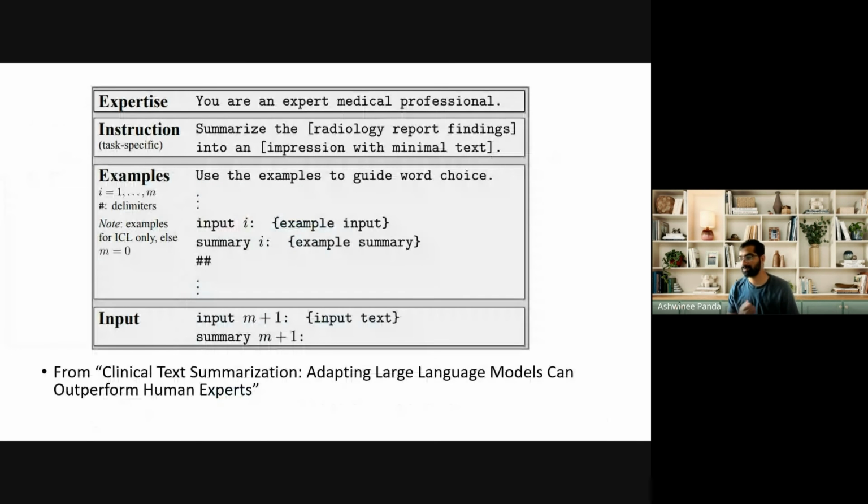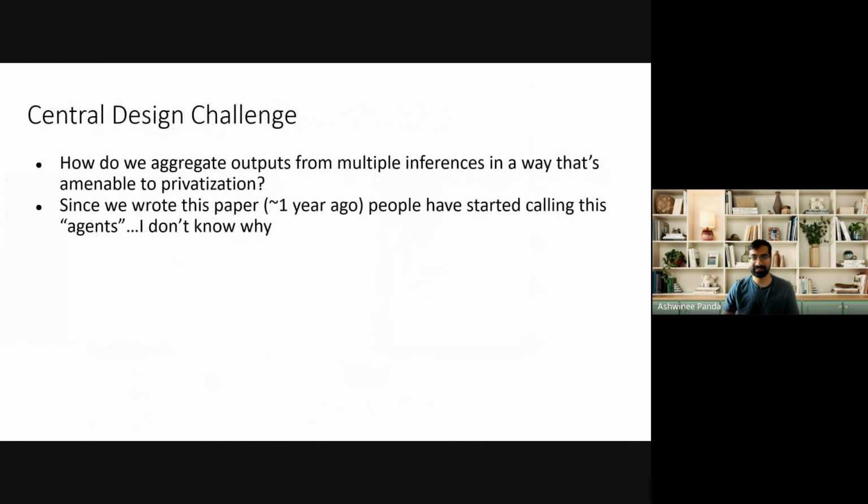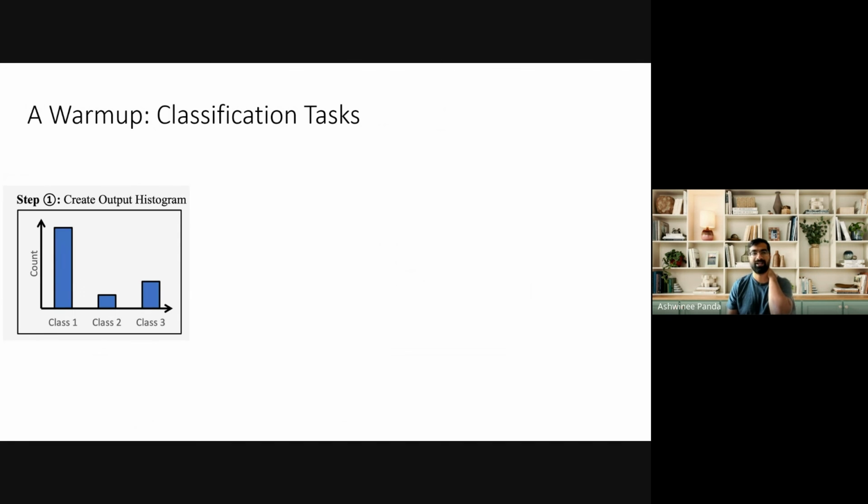So if we want to aggregate the outputs of a model in generation, what are we talking about concretely? When we think about the summarization task, one output from one model is going to be a summary of our given input text, and the other outputs are going to be different summaries of that same text. So the challenge is, how can we aggregate together these different summaries into something that is higher quality, in a way that is amenable to privatization? This is really the big design challenge of this paper. Again, this kind of technique comes up in a lot of papers, and they call it agents. We don't call it that.